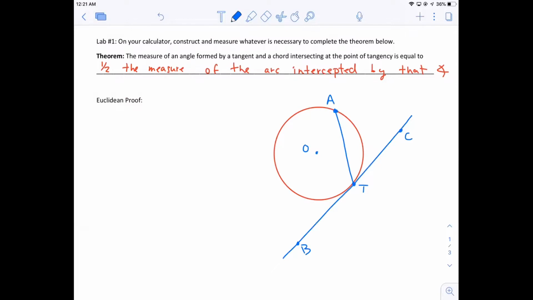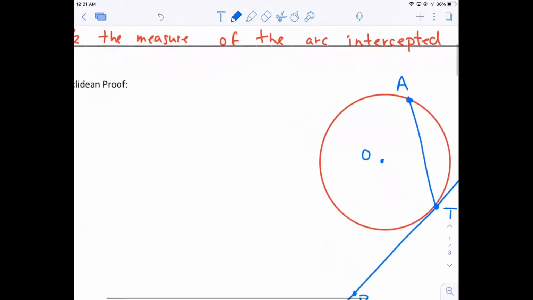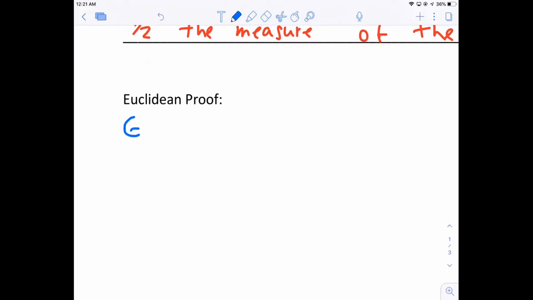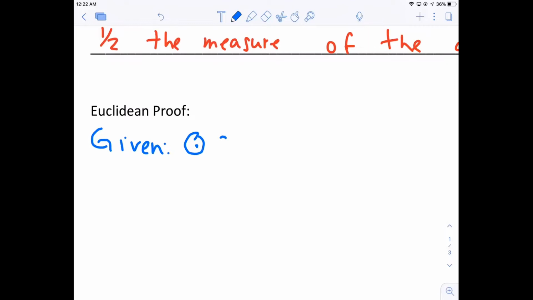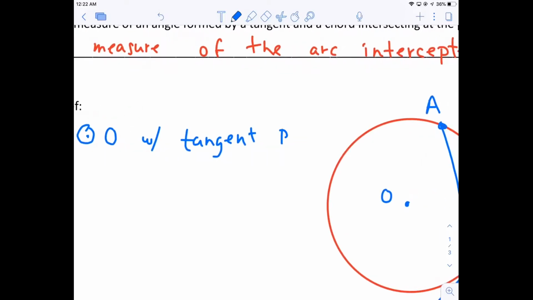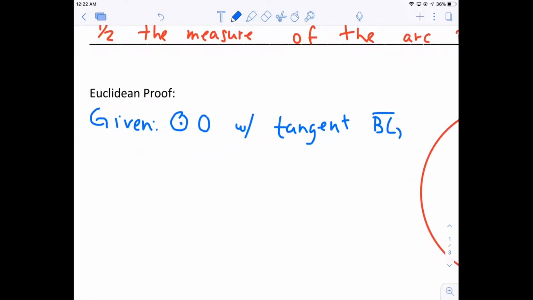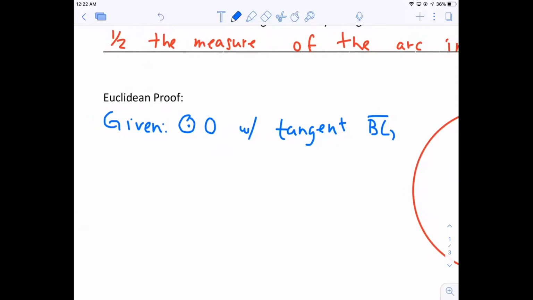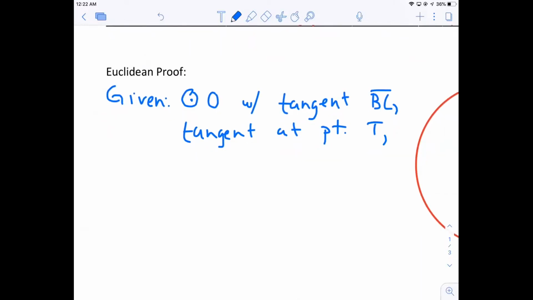We got a tangent line and a chord intersecting at the point of tangency, so that's going to be our given. So in this proof, what are we given? We're given circle O with tangent line BC, tangent at point T. And we're also given chord AT.